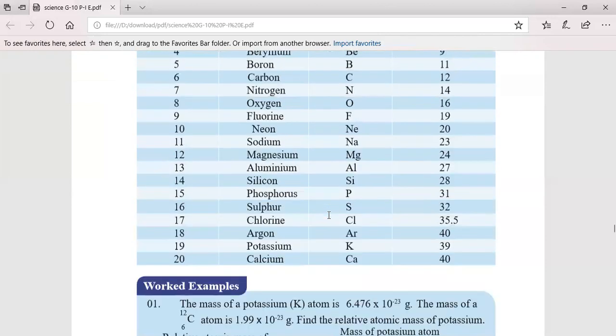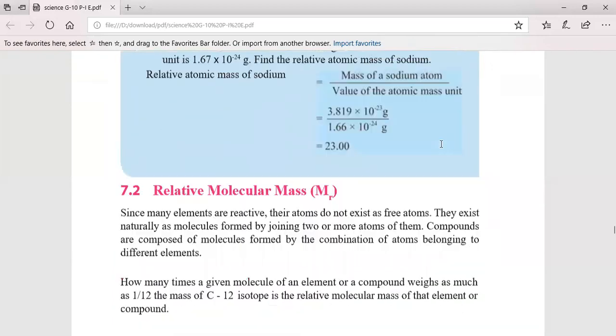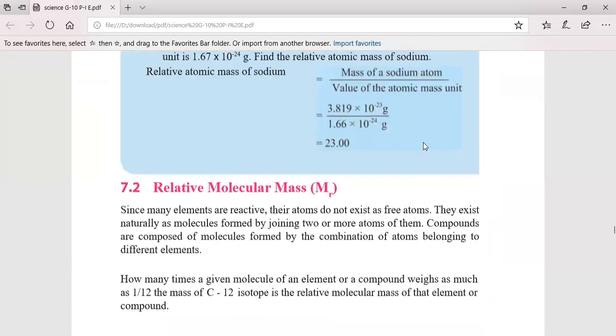Here, sodium. The relative atomic mass is 23. Right here, in the relative atomic mass column, the relative atomic mass is 23. Right, that is relative atomic mass. It applies to atoms and only the element. We find it out using this equation.